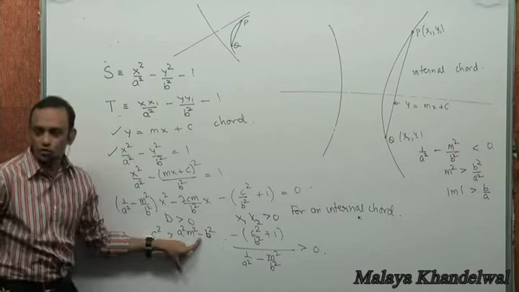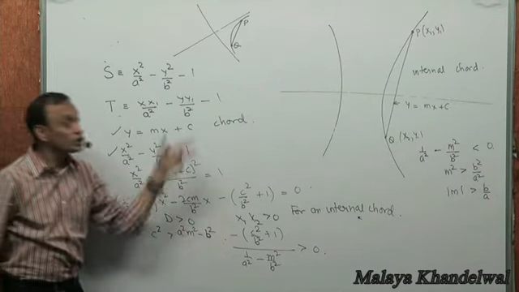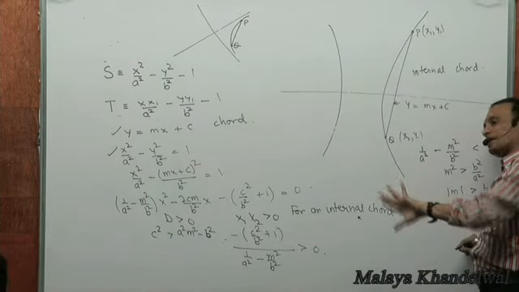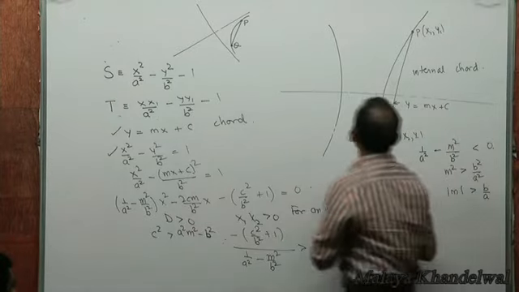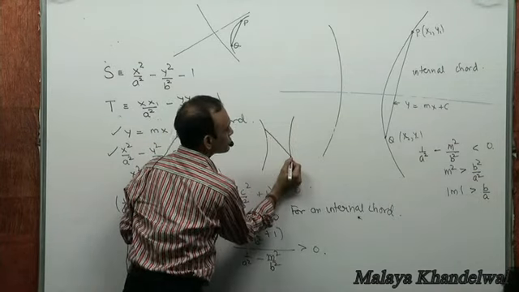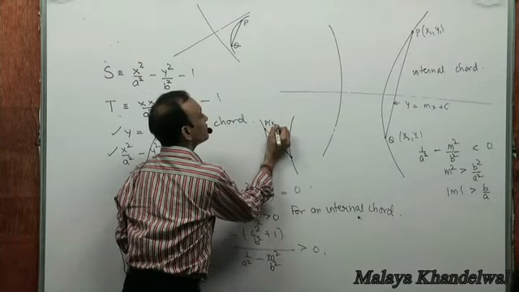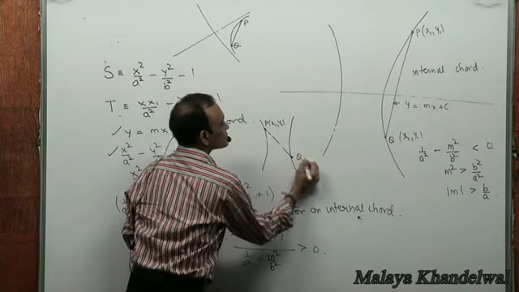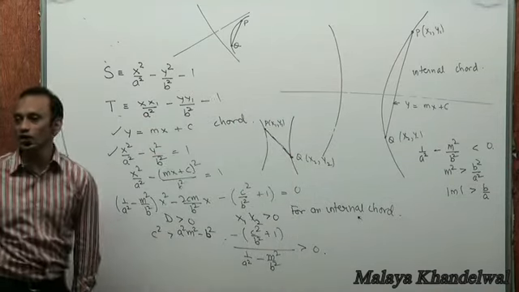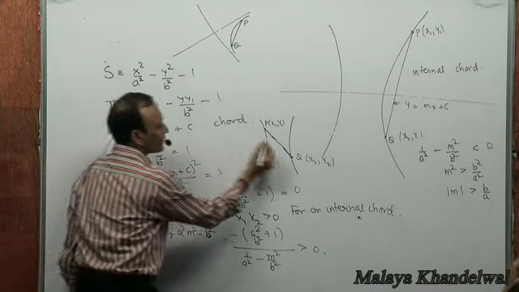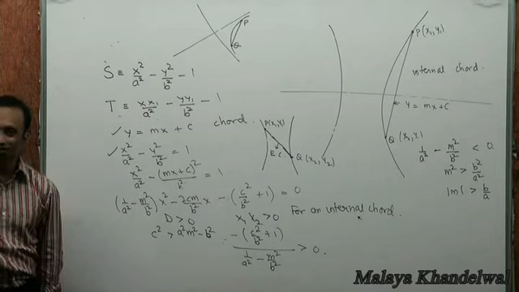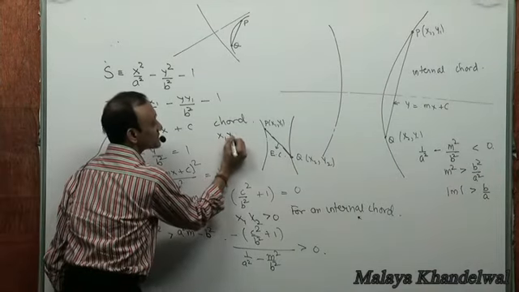So the earlier condition will cause it to be a chord, internal or external. Now if in addition mod m is greater than b by a, it will become an internal chord. For an external chord, just the reverse will happen. If this is an external chord, this is P x1 y1, this is Q x2 y2. That's an external chord. Do you see x1 and x2 are of opposite signs here? x1 x2 for an external chord is less than 0.